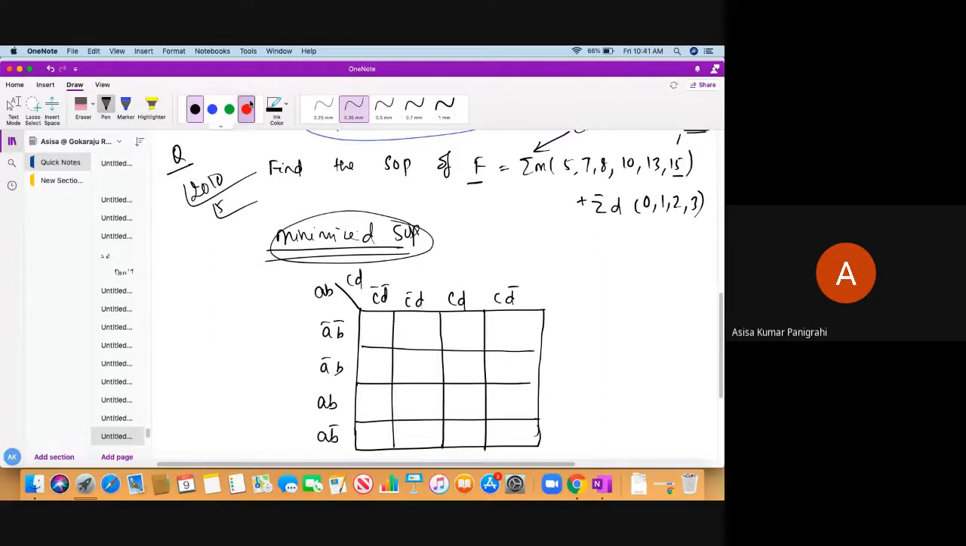Okay, now we know the minterm positions 0, 1, 2, 3, 4, 5, 6, 7, 8, 9, 10, 11, 12, 13, 14, and 15. So these are my minterm positions. Now I can put those values over there, what are present in the minterm positions. 5 is present, put 1, 7 is present, 8 is present, 10 is present, 13 is present, 15 is present, and any other? No. Don't cares are 0, 1, 2, 3. All these are don't cares. Okay, so these are the things. Other than that, we have these zeros.